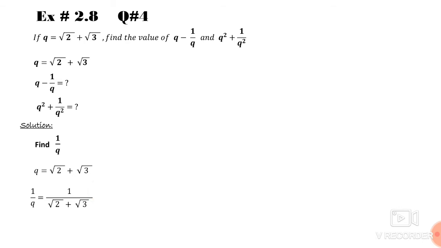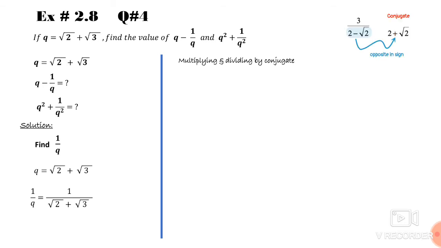To rationalize it, the first step is to multiply and divide by conjugate. Conjugate will be square root 2 minus square root 3. We have to multiply and divide this expression with square root 2 minus square root 3. Again, numerators can be multiplied easily directly, and in the denominator we can see that we have to use a formula here: a plus b, a minus b.